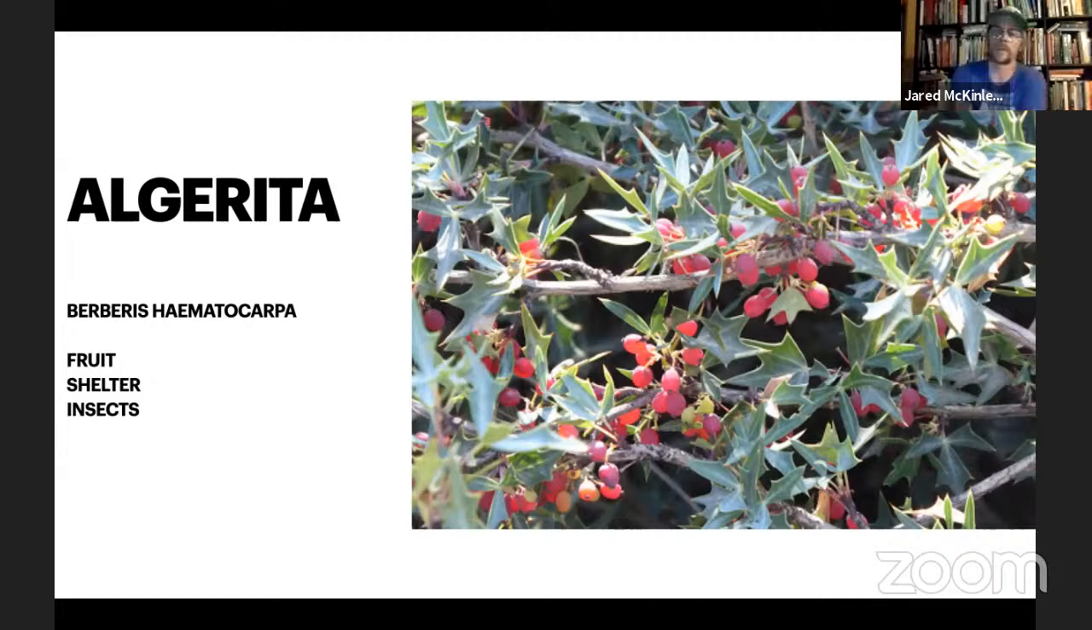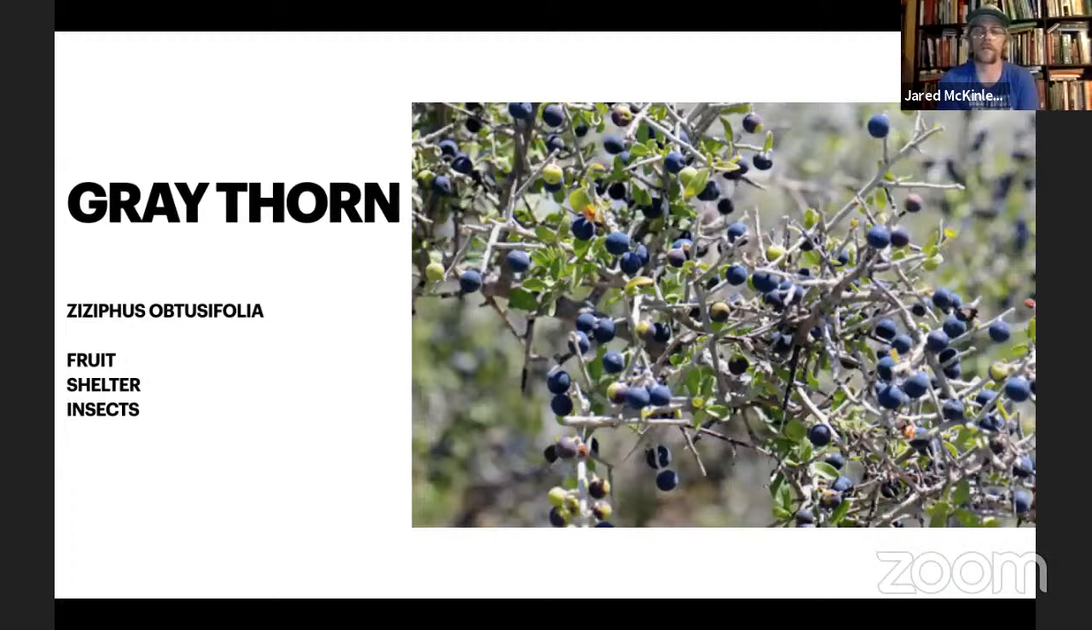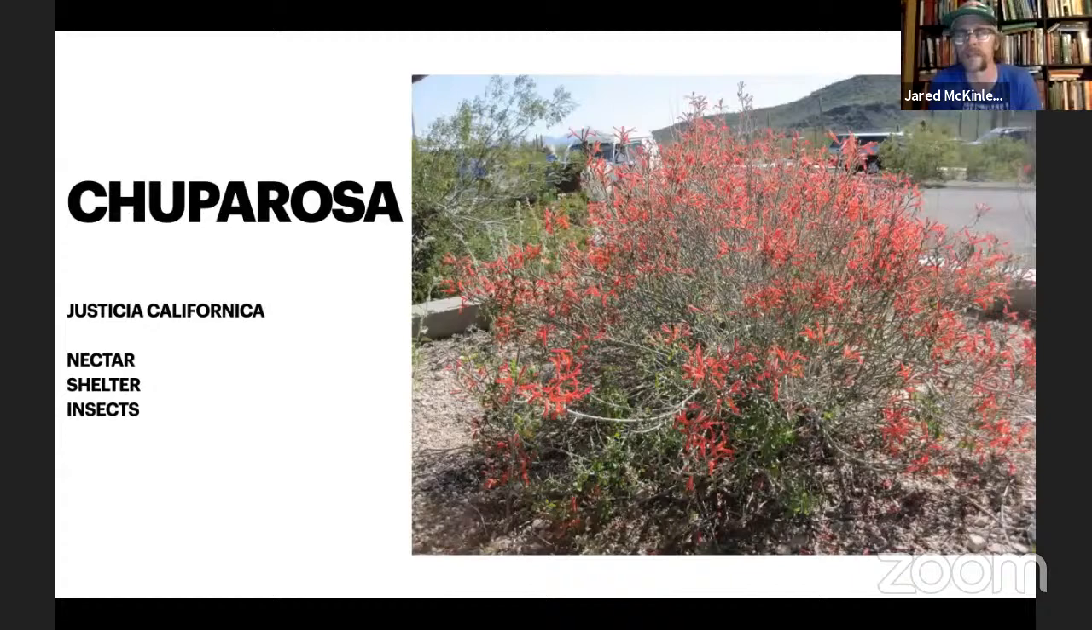Ziziphus obtusifolia, gray thorn: again, fruits, insects, shelter. So you're seeing the patterns here, right? Tuberosa. I did put a few hummingbird plants in here. I know you guys are smart enough to know hummingbird plants, so I didn't load up my list with them, because you know penstemons attract hummingbirds. You already know that. But I will say this about the tuberosa.